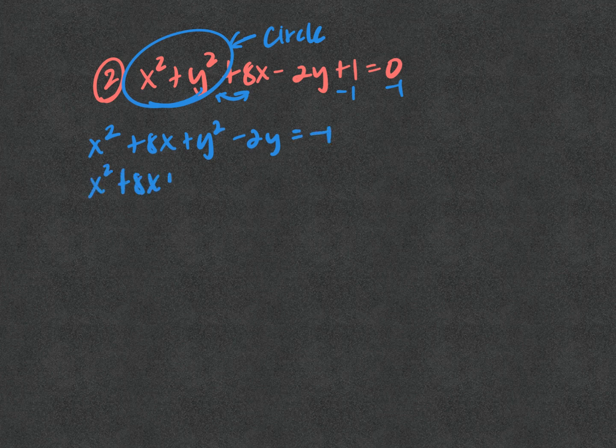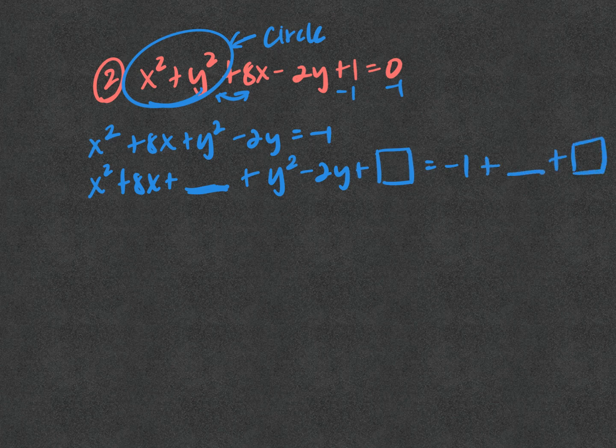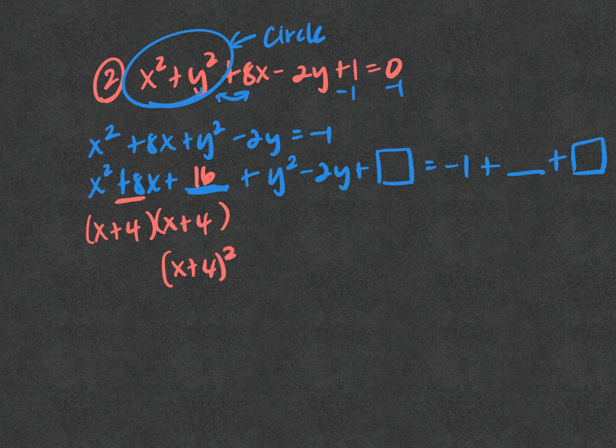Now let's fill in some completing the square spaces. Visual reminders of how to do this. So we have y squared minus 2y plus box equals negative 1 plus blank plus box. Now, we're doing half of b, so half of 8 is 4, squared is 16, and let's go ahead and factor that. This factors into x and x. The factors of 8 that make 16 are positive 4, so we have x plus 4 quantity squared.